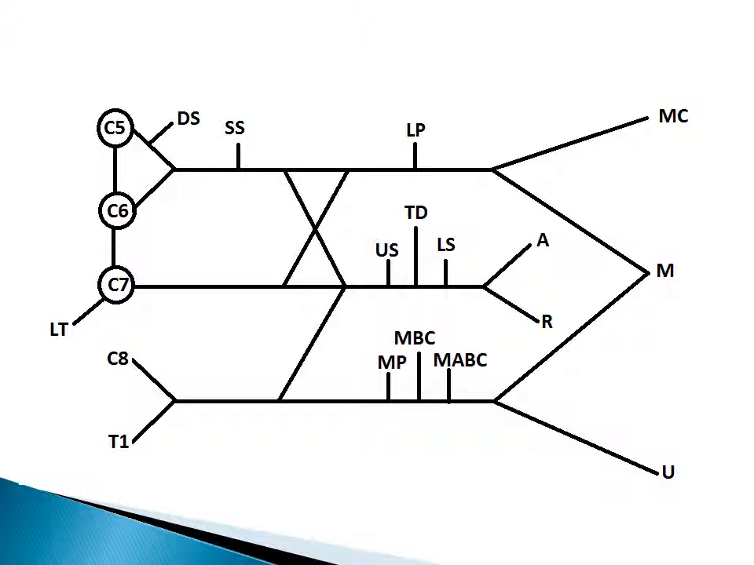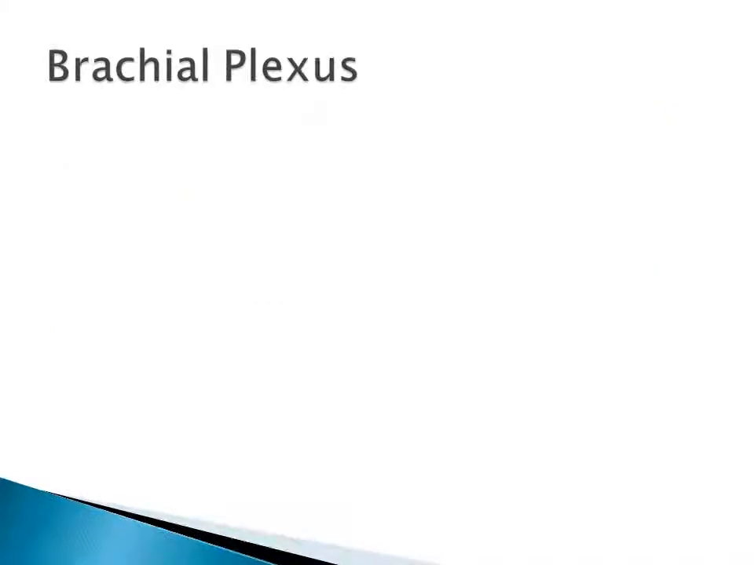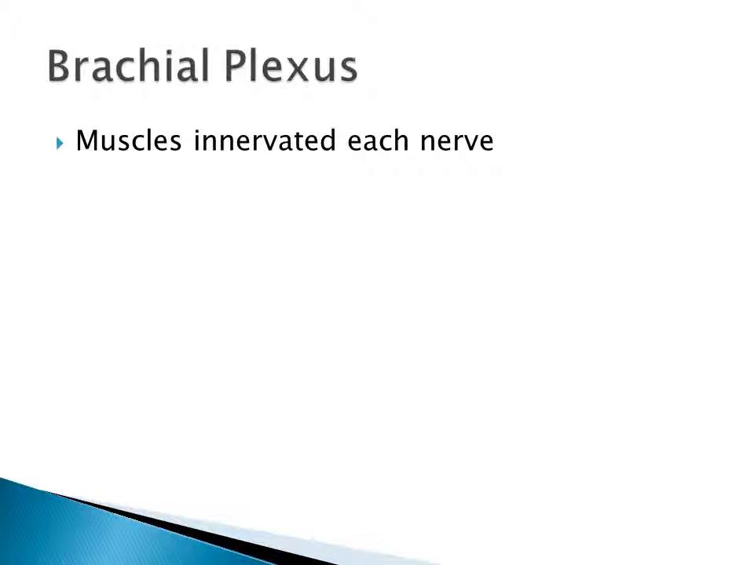Which is represented in this diagram. And now you can see how you can create a simple diagram of the brachial plexus using Y, W, X, Z and 3. Now we will review the muscles which are innervated by the nerves.